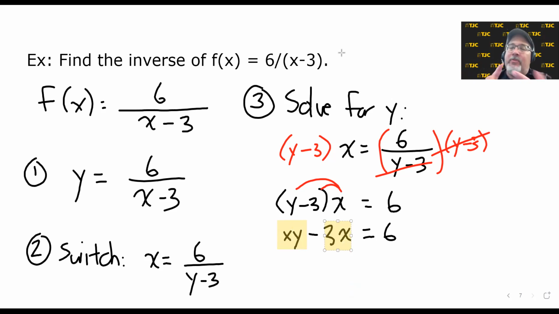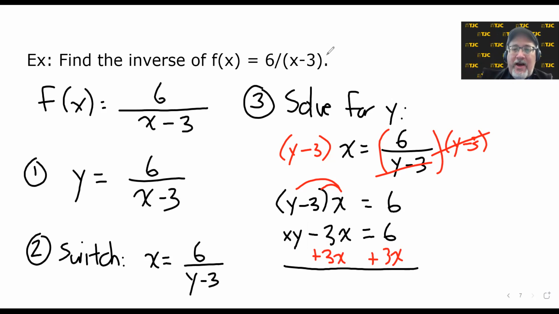So we've got to get rid of something that's multiplied on the y, the x, and get rid of the minus 3x. In standard linear equation solving protocol, we usually get rid of the stuff that's added and subtracted first. So let's add 3x to both sides to get us closer to our goal of getting the y by itself. That will cancel the minus 3x on the left and leave just the xy.